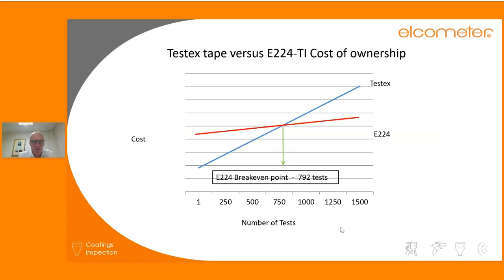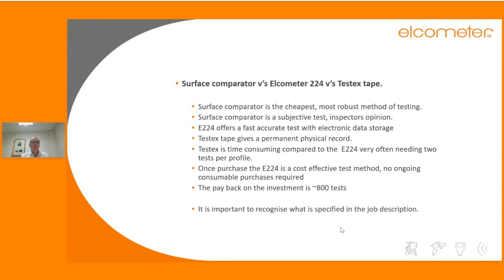So just in summary, surface comparator is the cheapest. It's probably the most robust method of testing. However, it is a subjective test. It's the inspector's opinion, and one inspector could have different views than another. The 224 offers fast, accurate test results with electronic data storage, and it actually gives you a value of the surface, which can be compared to future blasting areas or the surface further down the job.